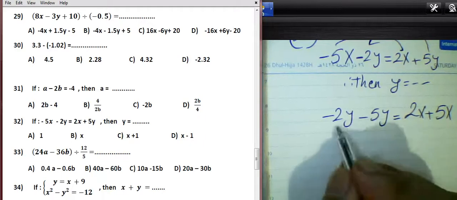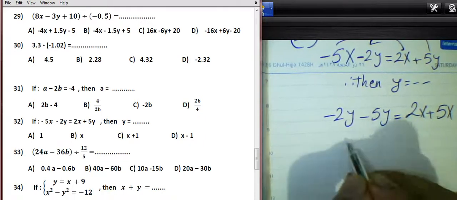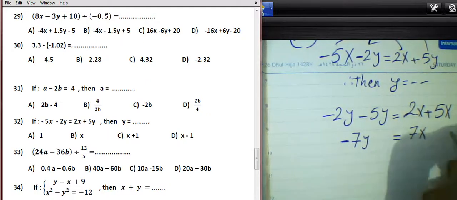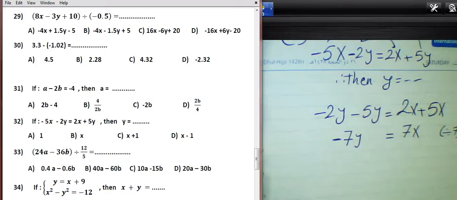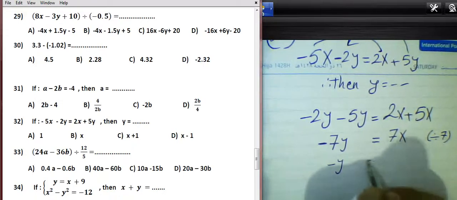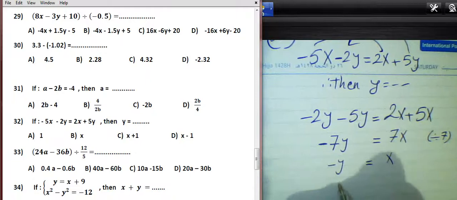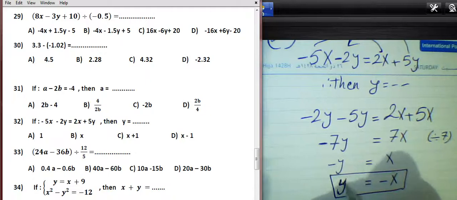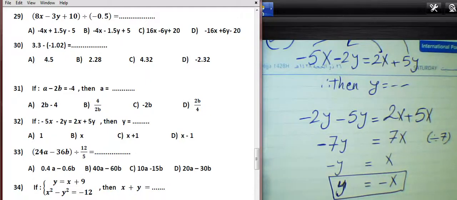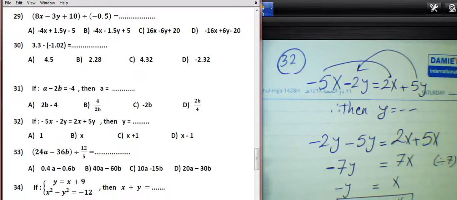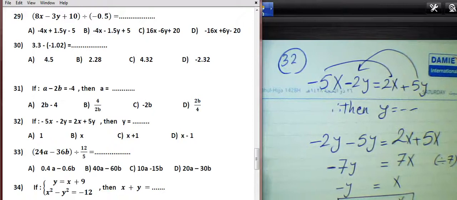Negative 2y and negative 5y equals negative 7y equals 7x. We can divide it by 7 because we want to find the value of y. So negative y equals x, then y will be equal to negative x. Okay, it's about question 32. The result will be y equals what? Y equals negative x.